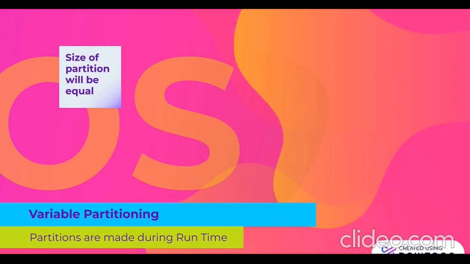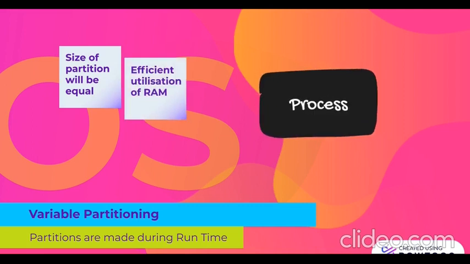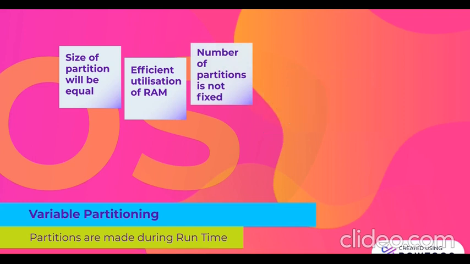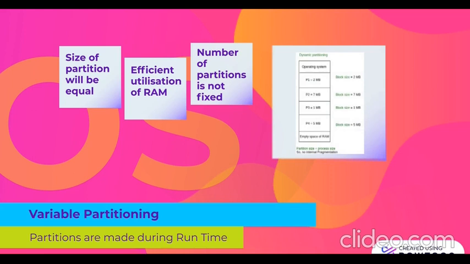The partition size varies according to the need of the process so that internal fragmentation can be avoided, to ensure effective utilization of RAM. The number of partitions in RAM is not fixed and depends on the number of incoming processes and main memory size. There are some advantages and disadvantages of variable partitioning.